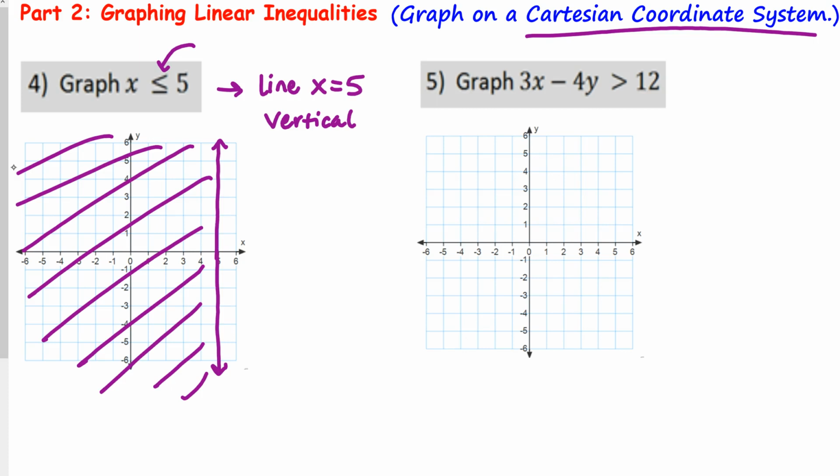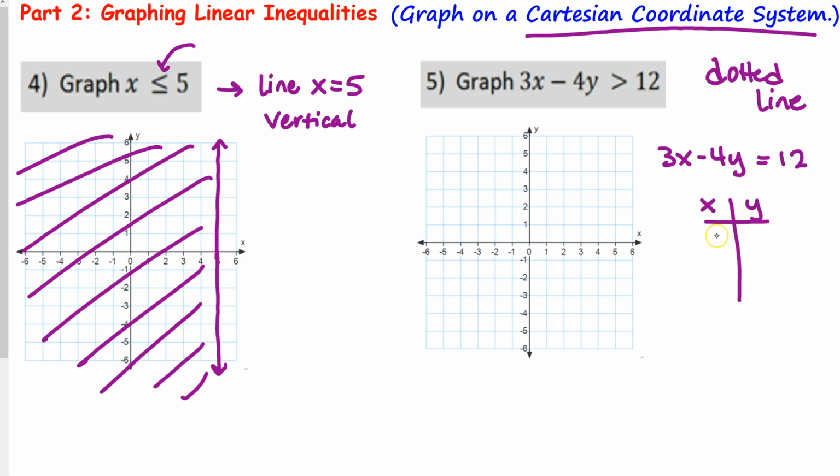So let's take a look at number 5. It says greater than, it doesn't say greater than or equal to, so it's going to be a dotted line. Dotted line means don't include those points on the line. Now I'm going to focus on the line 3x minus 4y equals 12, and it's in standard form, and my favorite way to graph in standard form is to find the intercepts. So if x is 0, what would y have to be? -3. And if y was 0, what would x have to be? 4. So I'm going to plot the point 0, -3, and plot the point 4, 0. Let's draw the line and remember it's going to be dotted.